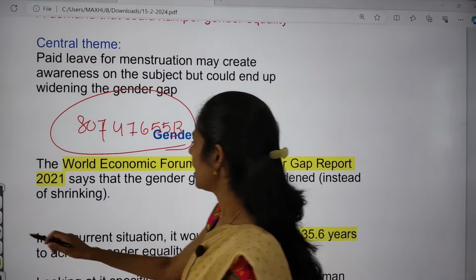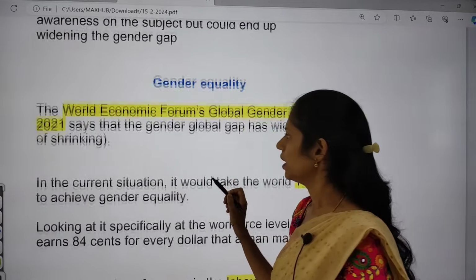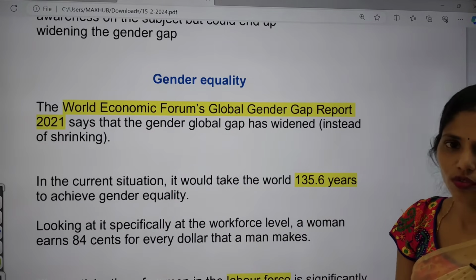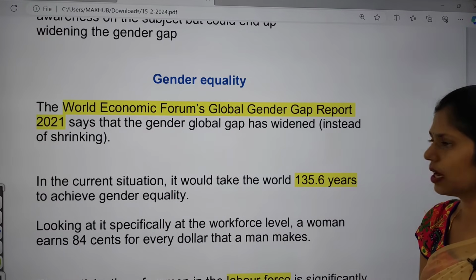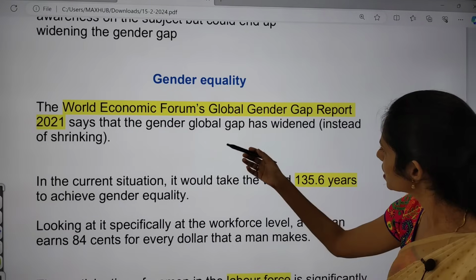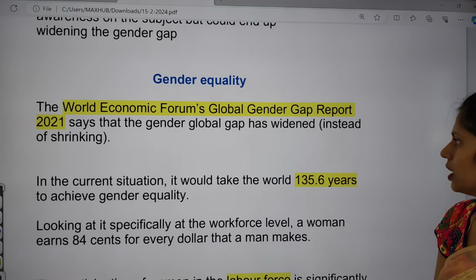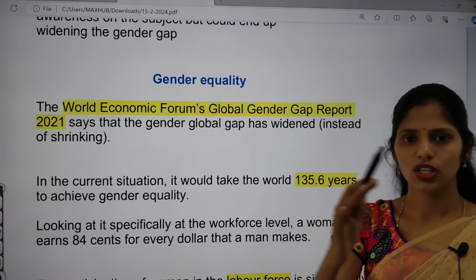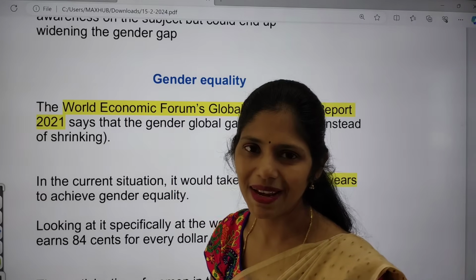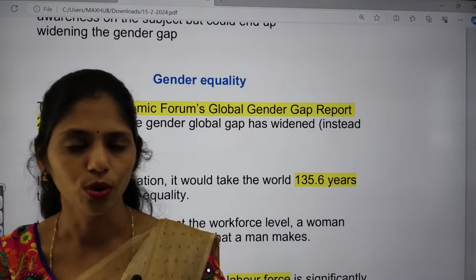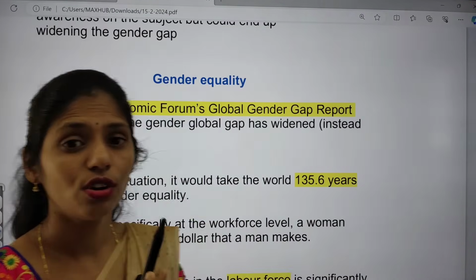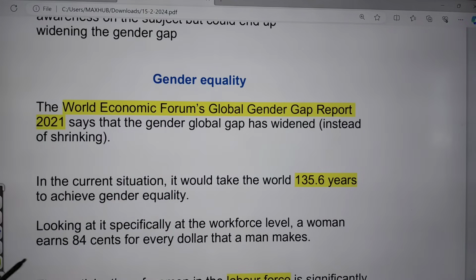Now let's come back and look at this topic of gender equality. A recent report of the World Economic Forum, that is WEF, came up with the Global Gender Gap Report. It says that there is a widening of the gap between male and female across the globe. Instead of decreasing, the gap is increasing.